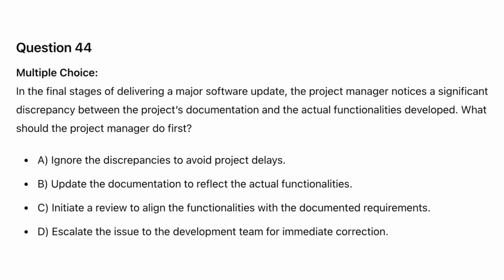Question 44. In the final stages of delivering a major software update, the project manager notices a significant discrepancy between the project's documentation and the actual functionalities developed. What should the project manager do first? A. Ignore the discrepancies to avoid project delays. B. Update the documentation to reflect the actual functionalities. C. Initiate a review to align the functionalities with the documented requirements. D. Escalate the issue to the development team for immediate correction.